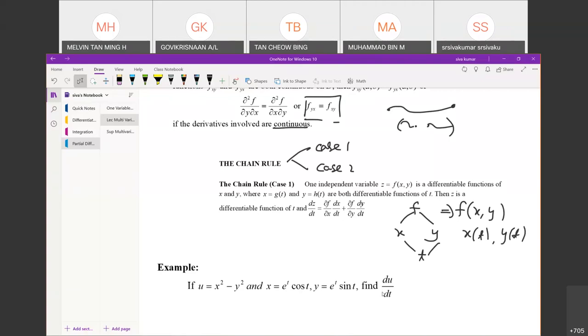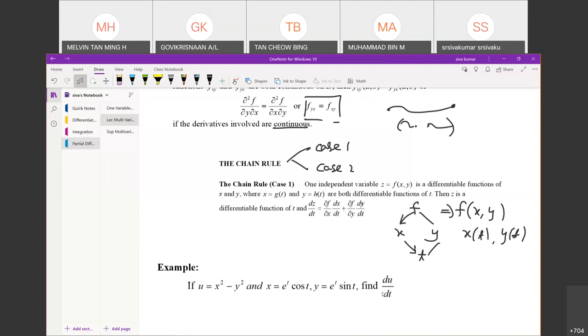Can you see this is a chain? That's why we call it a chain. How do we write this formula? First you go down from here: del f to del x, then dx to dt.